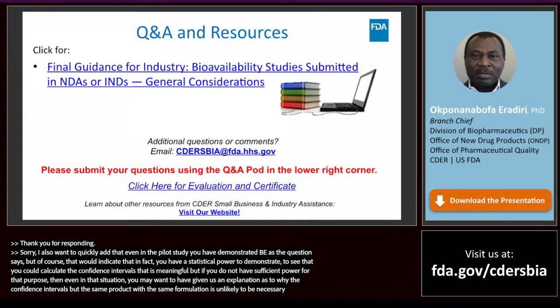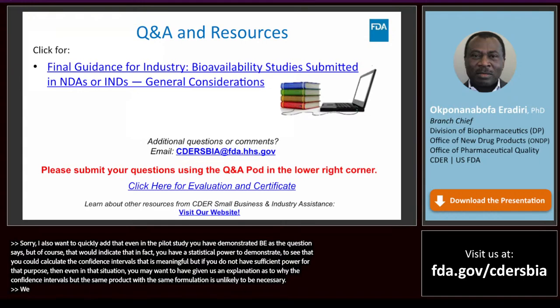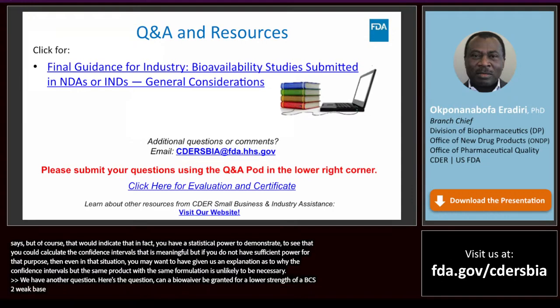Thank you for responding to that question. We have just one more question that came in just a second ago for you, Dr. Aradiri, and here is the question. Could a biowaiver be granted for a lower strength of a BCS2 weak-base drug if the drug release is greater than 85% in 15 minutes and F2 similarity could not be performed?